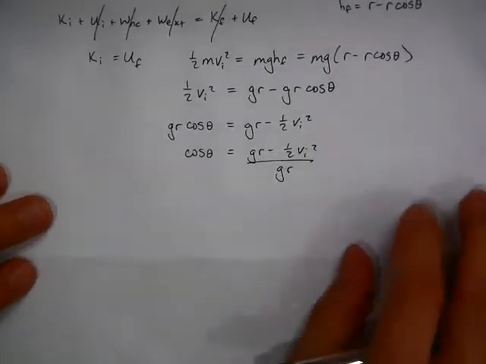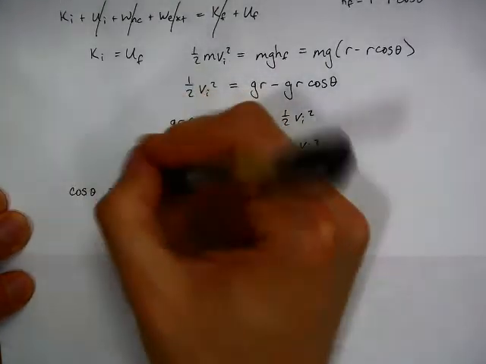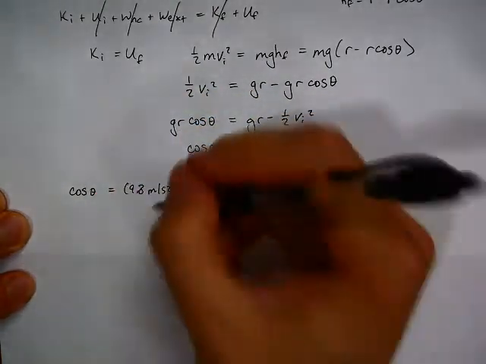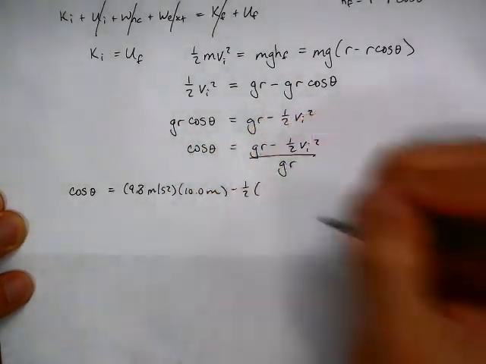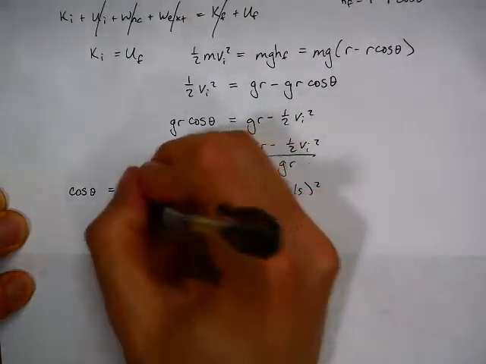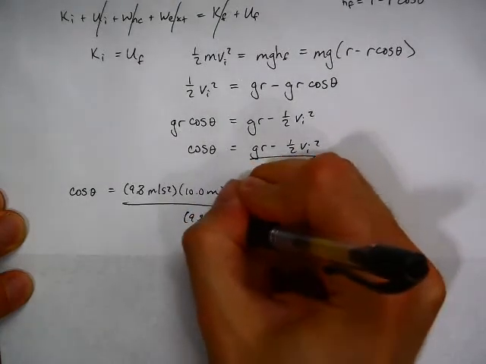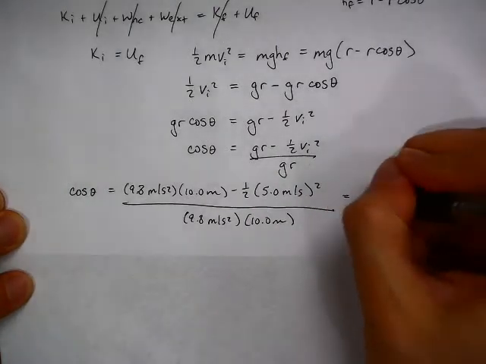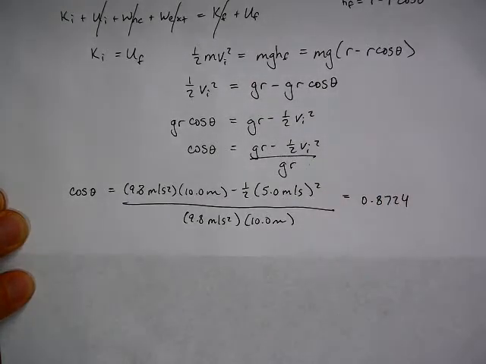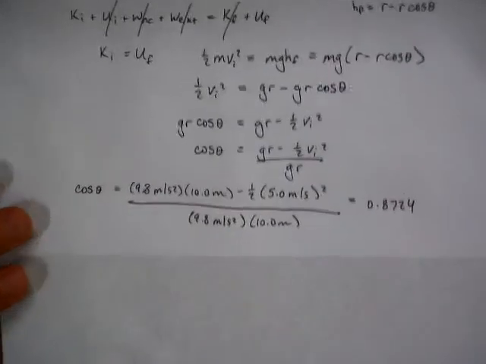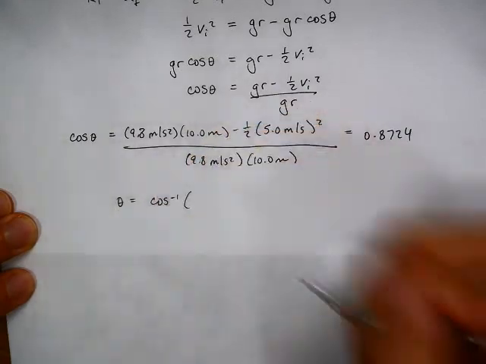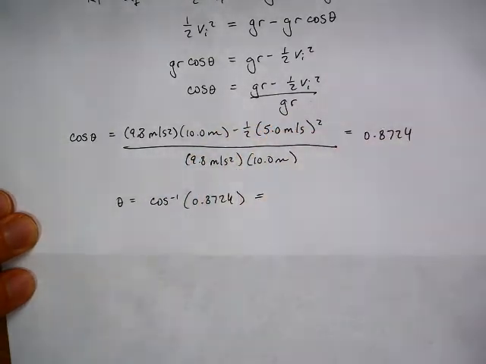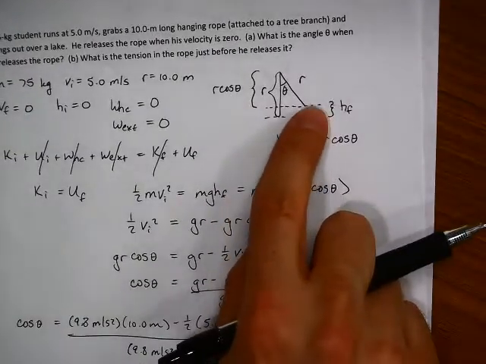We can plug in. g is 9.8 meters per second squared, r is 10 meters, minus 1/2 our initial speed squared, all over 98. That comes out to 0.8724, etc. Now we take the inverse cosine of this number. And if your calculator is in the right mode, you get 29.3 degrees. So that is the angle at which the person comes to rest, releases the rope, and falls into the lake. 29.3.